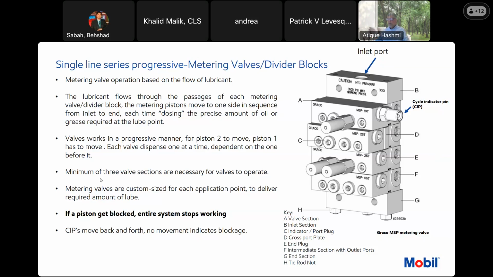In this one, a minimum of 3 valve sections are necessary for the valves to operate. You cannot install only a 2-valve block and hope that it will operate. It will not. You have to have at least 3 blocks, and the maximum you can go is 8 blocks. Metering valves are custom sized for each application, as I discussed, and CIPs I also discussed.